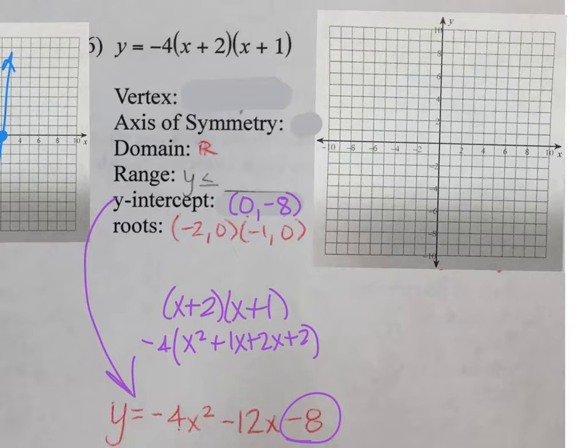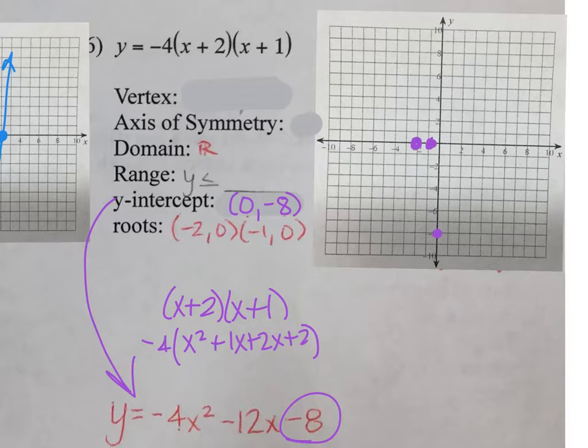So I'm going to go ahead and plot my points, and then hopefully in doing that, I'll be able to find my axis of symmetry and my vertex. So I've got a root at -2, another root at -1. Oh goodness, those are right next to each other. And then a y-intercept of -8.